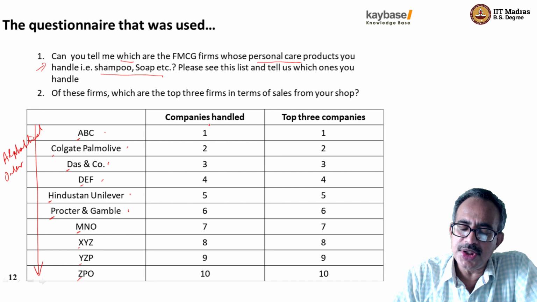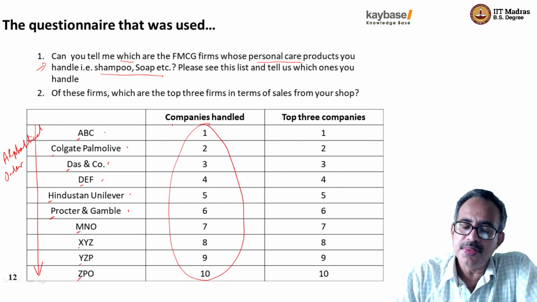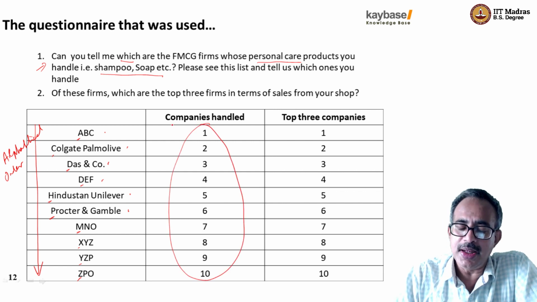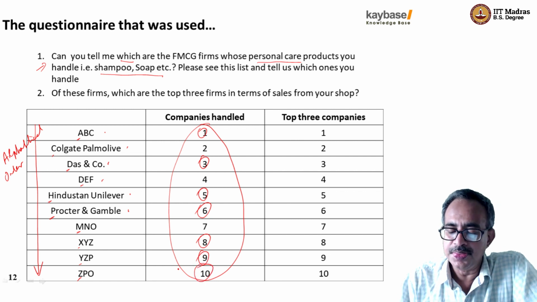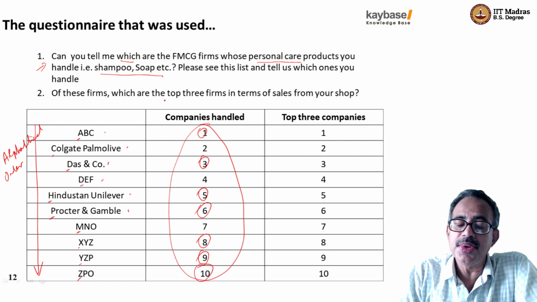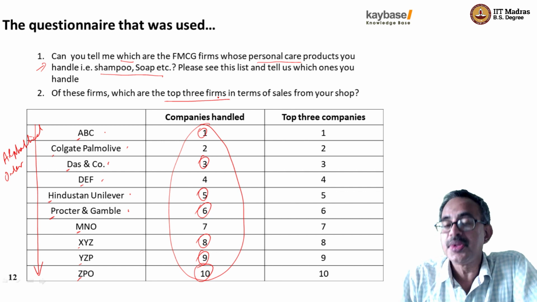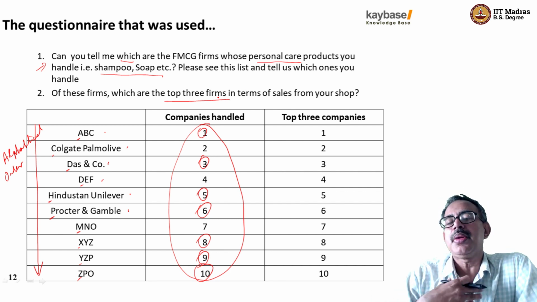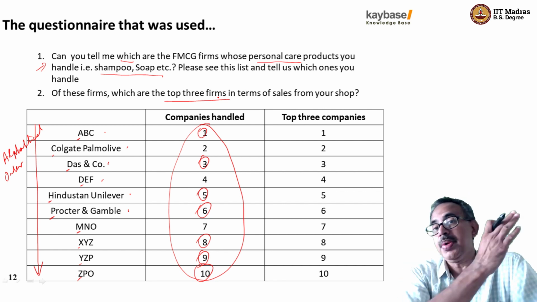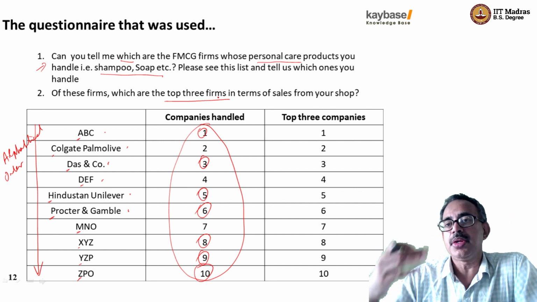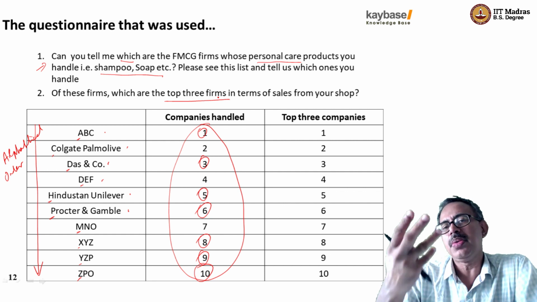So we're asking the respondent which are the brands that they handle. Let's say they handle ABC, DAS, Levers, P&G, XYZ, YZP and ZPO. Then we ask them which are the top 3 firms that they deal with. Why? Because we want to compare our brand with some other firms, and we can't compare with all 7 or 8 firms because the questionnaire becomes too long. So we go with the top 3.